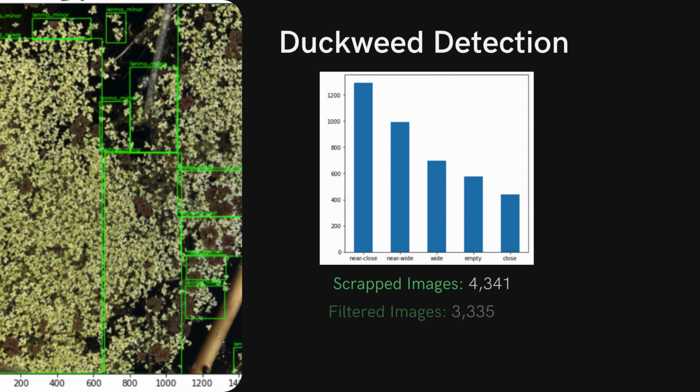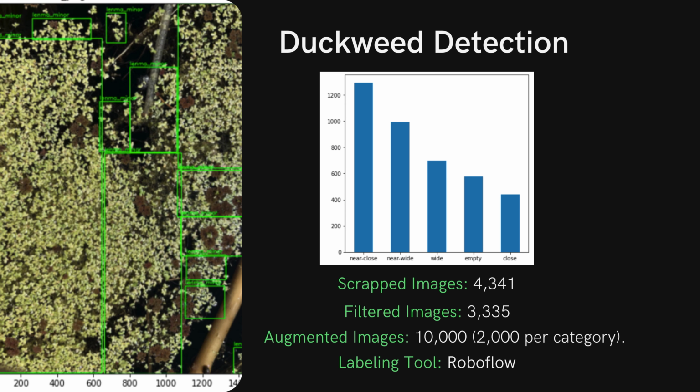We scraped 4,341 images from Google Images and the Global Biodiversity Information Facility to develop the duckweed detection model. Not only did we automate this process using Selenium and Python, but we also made sure about their free copyright. We labeled the samples for object detection with Roboflow and augmented them to obtain 10,000 samples.